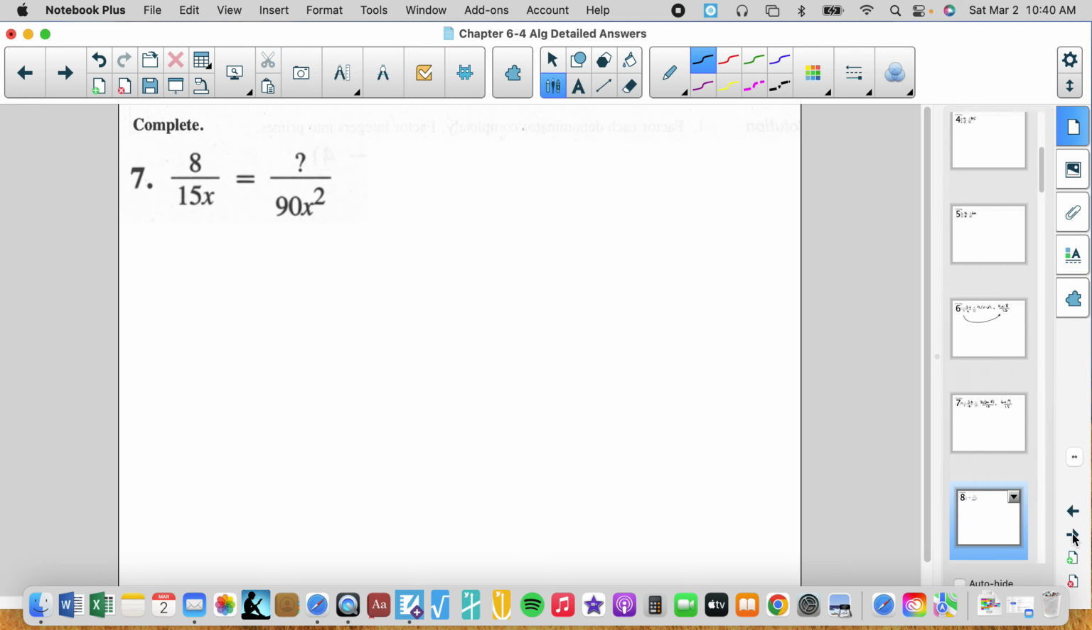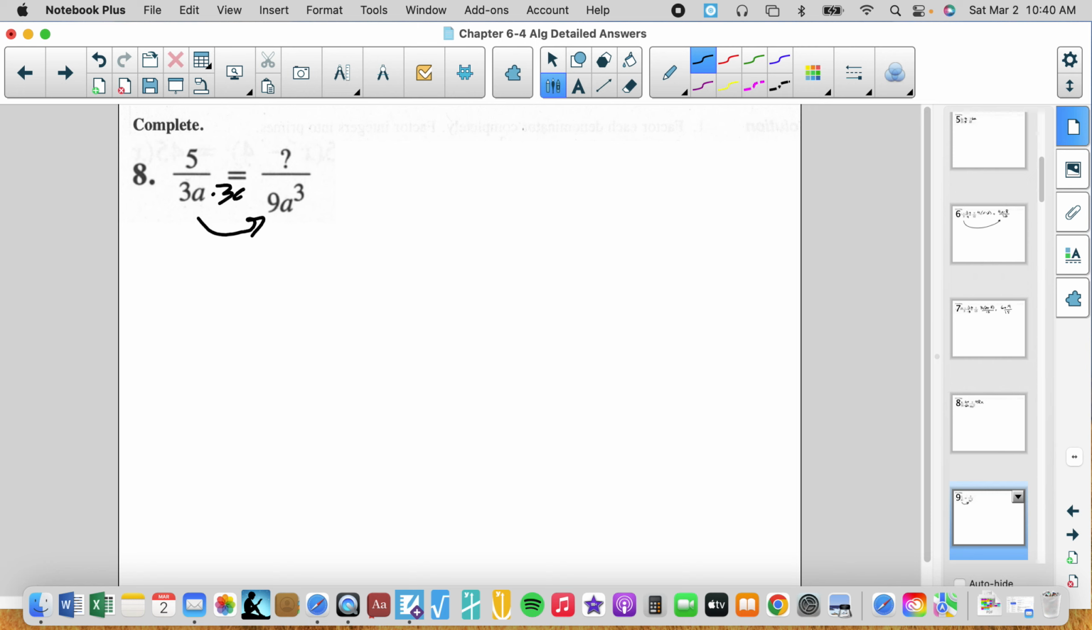So what are we multiplying? 15 times, what's that, 6? And then x. So we're going to multiply it by 6x, which is 48x. And we'll see. I don't know if it's going to be in 6.4 or 6.5. In 6.5, we're going to get 2 fractions that we have to add with different denominators. And we have to find a common denominator.